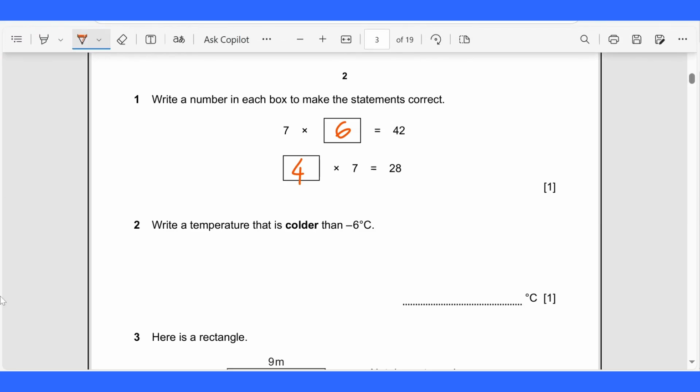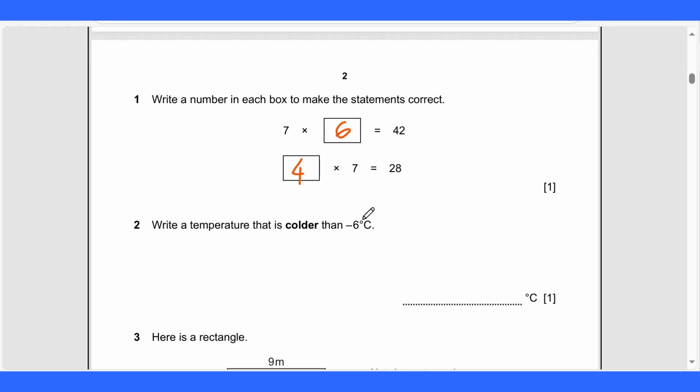So number 2, write a temperature that is colder than -6 degrees. Should be easy. Are you ready with your answer? Let's check it out. So colder than -6 means smaller than -6. It can start from -7, -8, any number you can mention. So -8 degrees Celsius. Any number less than -6 should be okay.